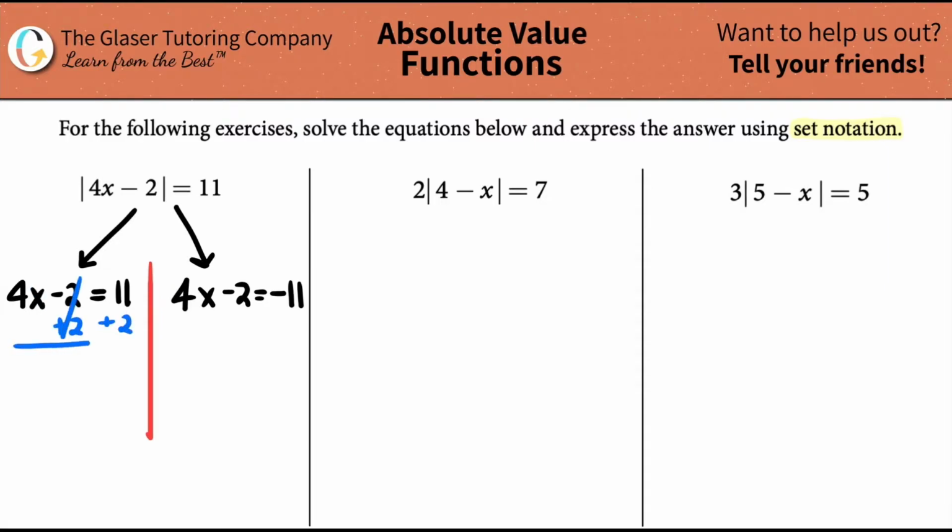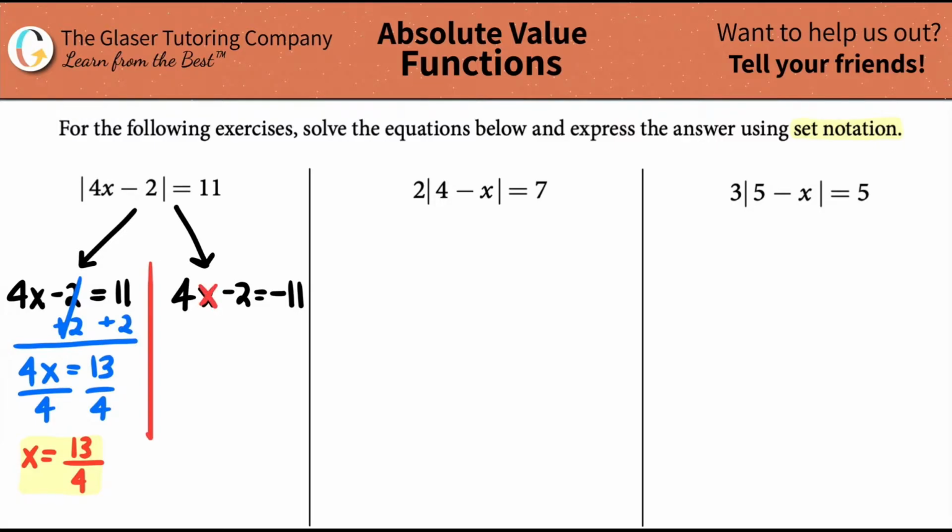these cancel. We get 4x equals 11, 12, 13. Divide by 4, divide by 4. Your first answer is x could have been equal to 13 over 4. Cool. Can't simplify that unless we want a mixed fraction, but nobody likes mixed fractions. We like fractions. Let's do the next one.